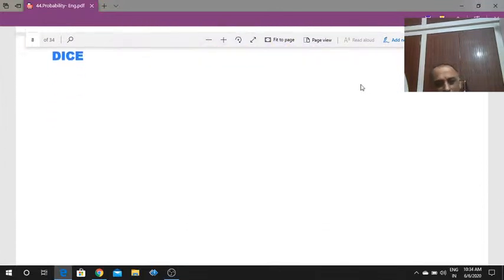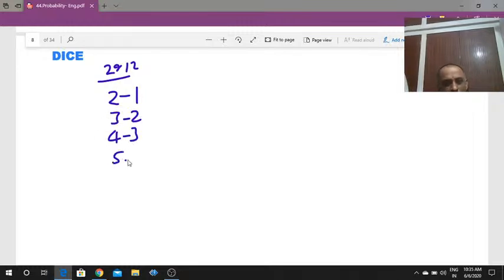Once you can see here, if a person throws 2 dice simultaneously, the sum of dots may be 2 or 12 or between 2 and 12. The sum of dots 2, number of possible outcomes 1; 3, 2; 4, 3; 5, 4; 6, 5; 7, 6. Up to 7, just decrease 1.